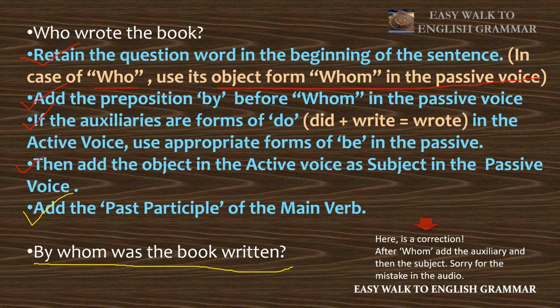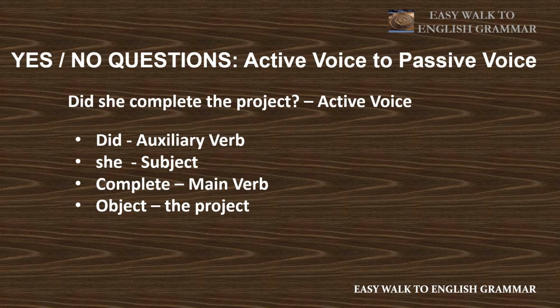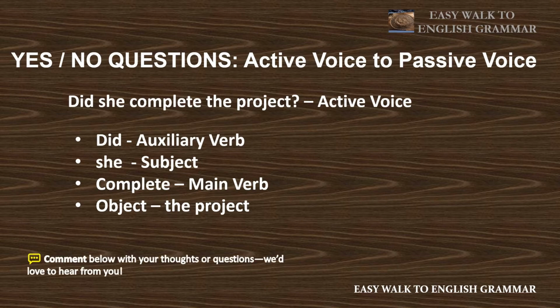Now, let's look into the yes or no questions. Yes or no questions demand either yes or no as their answers. They always begin with an auxiliary. For example, did she complete the project?